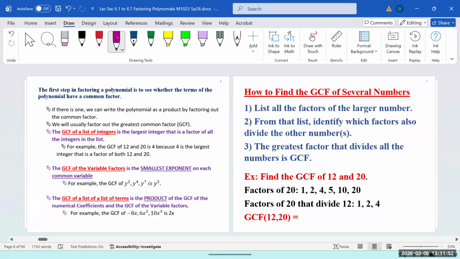For example, between 12 and 20, which one is bigger, 12 or 20? 20. So what are the factors for 20?